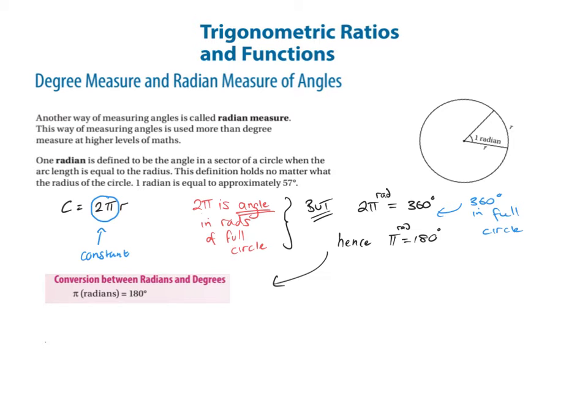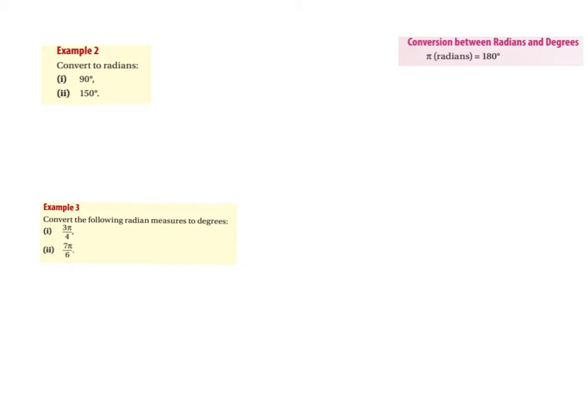Okay, let's have a look at how we're going to use this to convert from degrees to radians and radians to degrees. I've got a couple of examples, I'm just going to do a few. This shouldn't be too difficult for you. We're going to convert to radians from degrees, and then do the opposite over here. So let's have a look at the first one: convert 90 degrees to radians. The first thing we do is we know that 180 degrees is equal to pi radians.